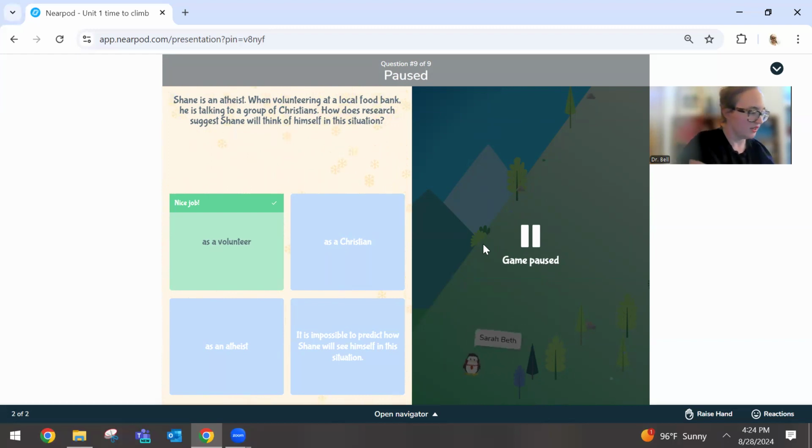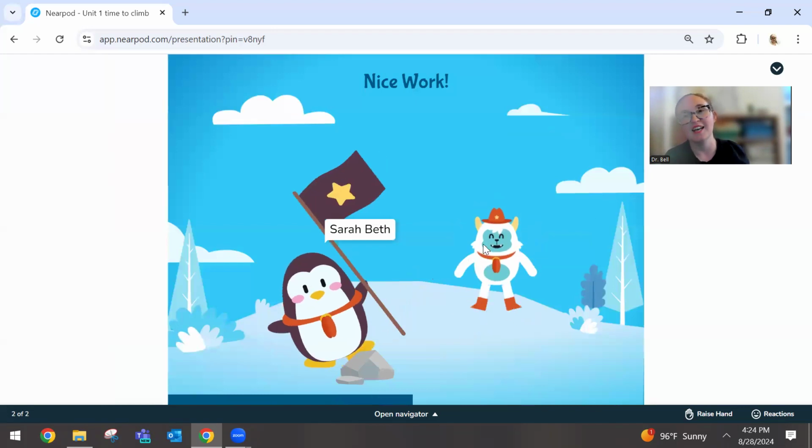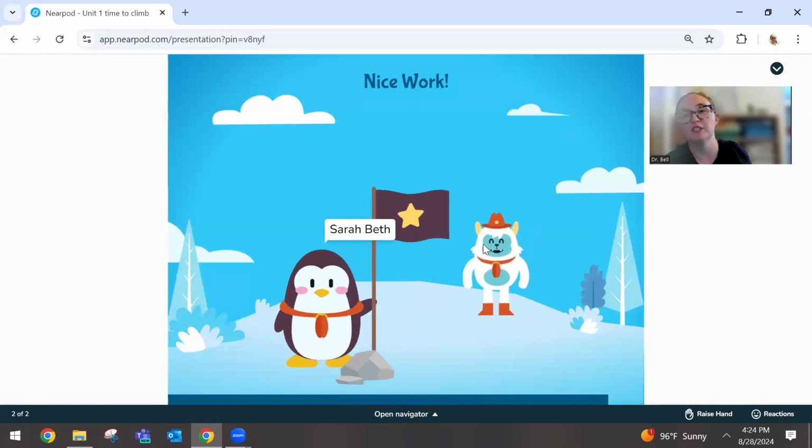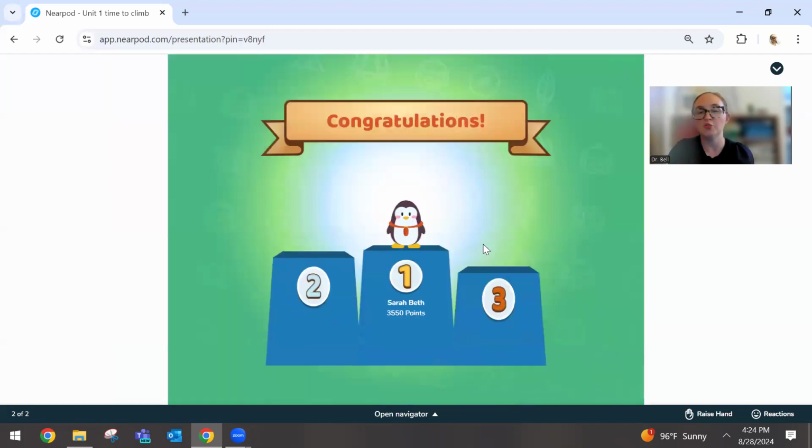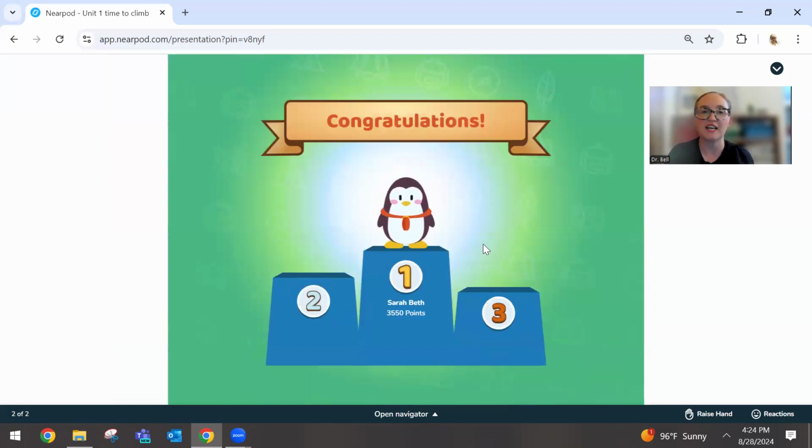So that is how these review sessions will work. I don't remember exactly what time, but we'll have three different times of day on Monday before each test to come to the optional review session. And if you come, you will get three extra credit points on your test.